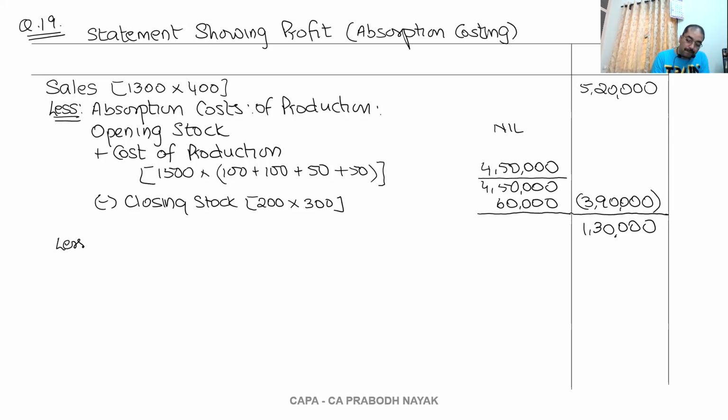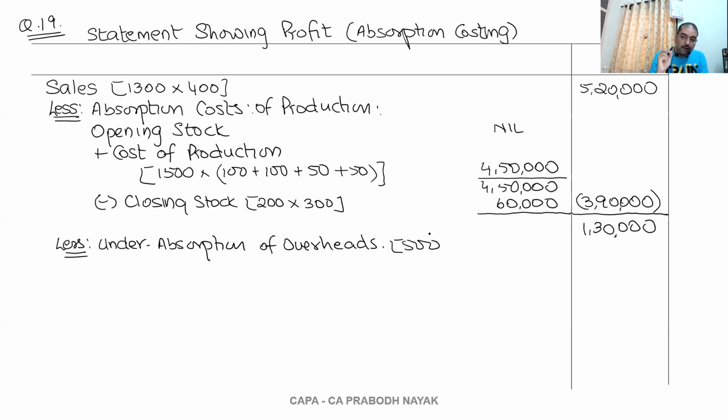Less under-absorption of overheads. 500 units, because the budgeted figure was 2,000 and we have calculated on 1,500. So 500 units at the rate of 50 rupees per unit, so that will be 25,000. So gross profit is 1,05,000.